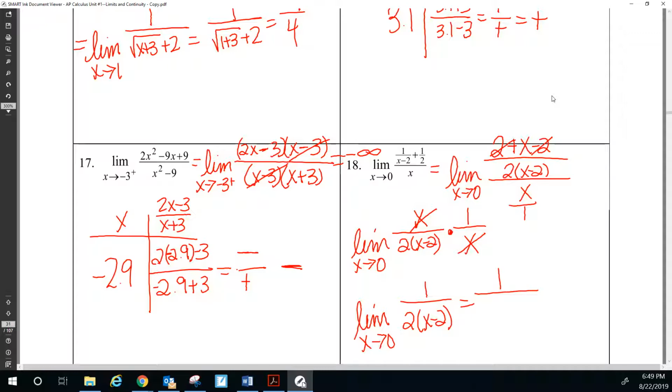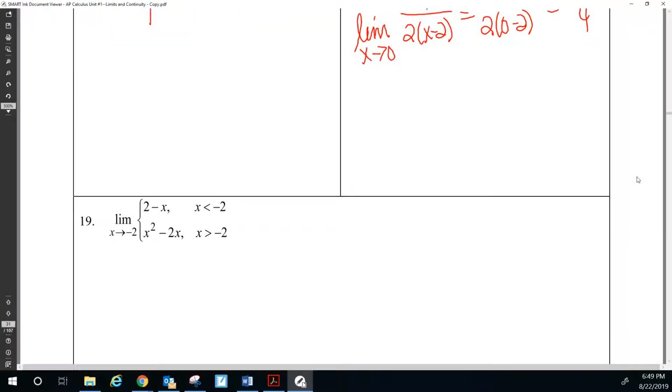Now I can finally plug in that 0. So 2 times 0 minus 2, it's going to be minus 1/4. There's one more, so let's go ahead and eke it out.